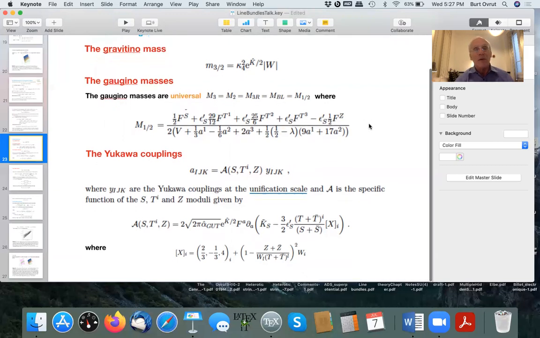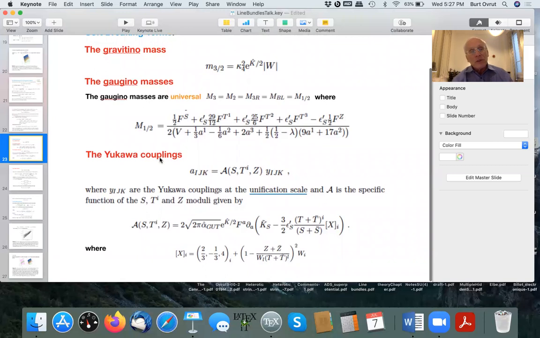Please see our paper. The Yukawa couplings, SAIJK, can be written out as some factor A, which depends on the moduli, times Yijk. These are the outcomes with the unification scale, and this A is a specific function given by this. This weird X thing is another weird function given by this. It's a long calculation. I don't have time.